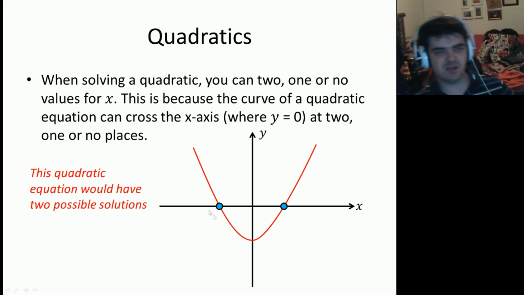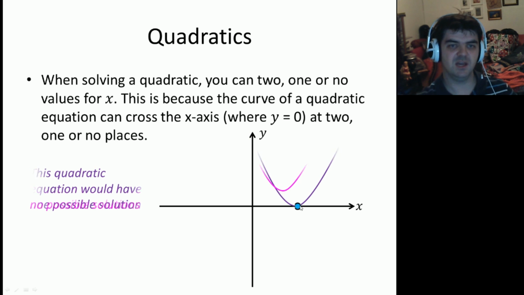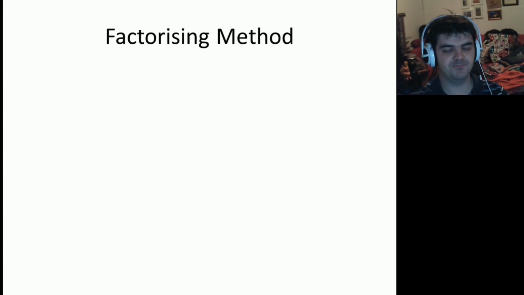So this would have two possible solutions. The graph cuts that line twice, and we would have a value there and there. If it only touched it once, it would look something like this. Right, if it only touched it once, you'd have one solution. And of course, if it didn't actually get down that far, then it would have no solutions. And that's graphically what it looks like. That's why I'm going to leave that till after Christmas. We will look at the methods for doing that.